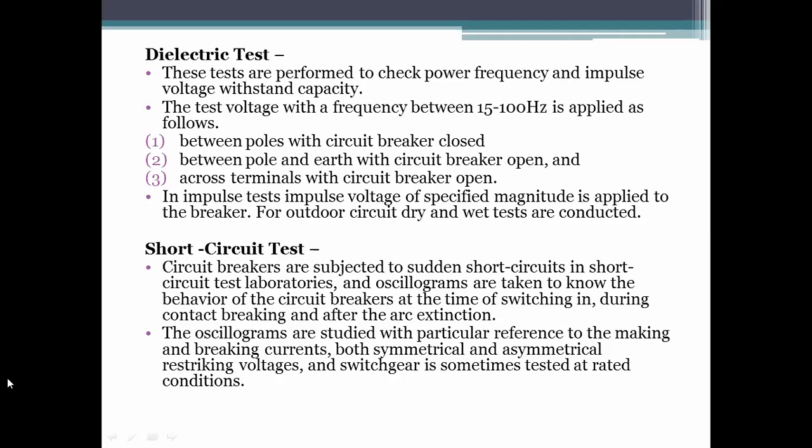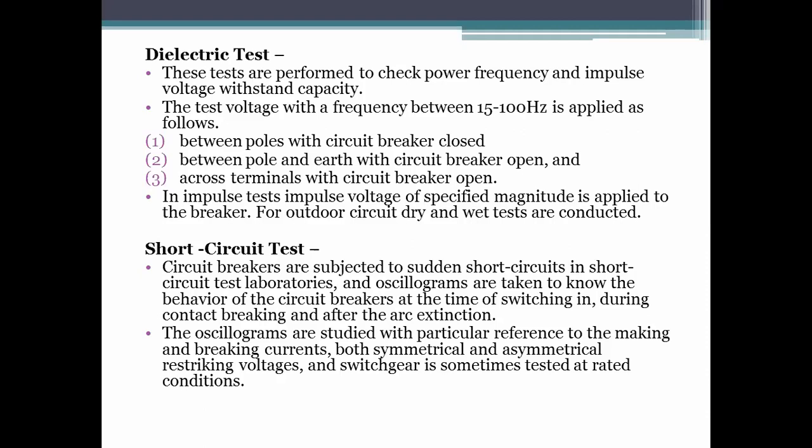Okay. So these two tests, first is the mechanical test, second is the thermal test, then third is the dielectric test. So what is the dielectric test? These tests are performed to check the power frequency and impulse voltage withstand capacity.